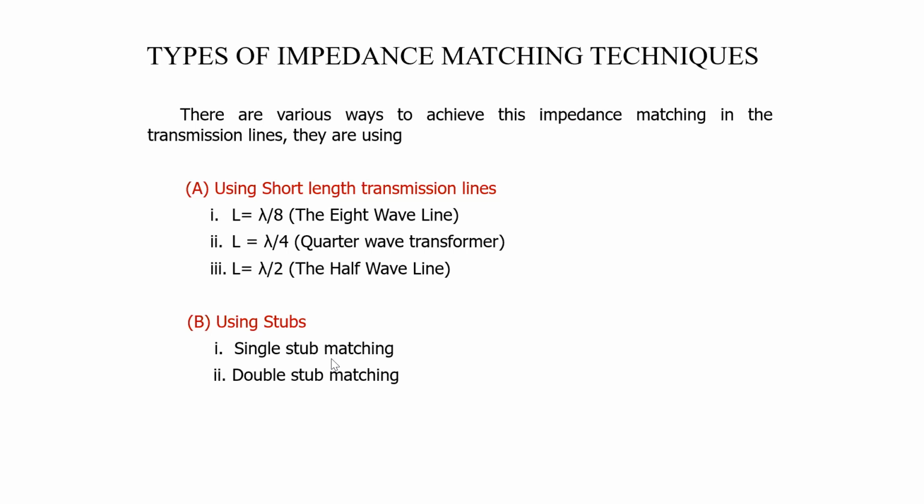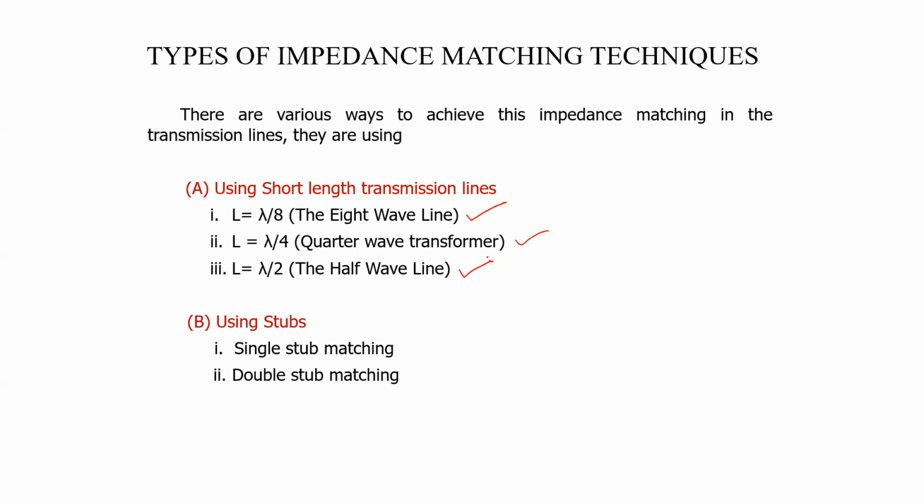The different types under this are, we can either make use of a line of length lambda by 8, lambda by 4, or lambda by 2, which are named as eighth-wave line, quarter wave transformer and half wave line. In the previous video, we have seen what is quarter wave transformer and how impedance matching is done using quarter wave transformer. Now, in this video, we are going to view how this eighth-wave line and half-wave line works.